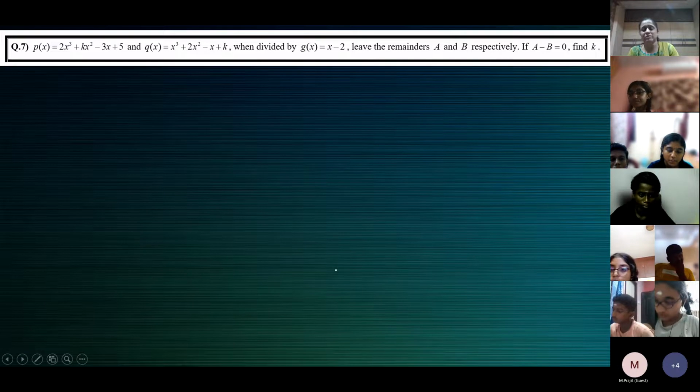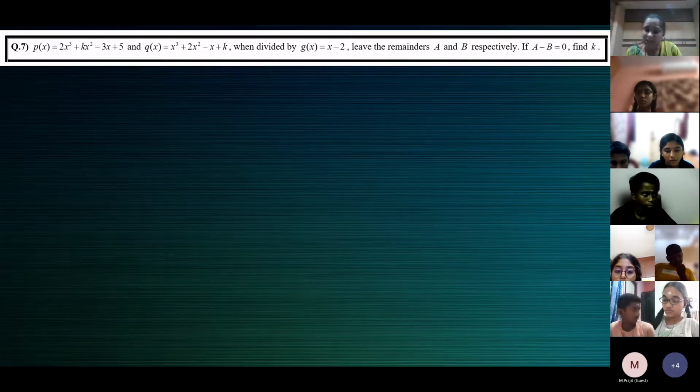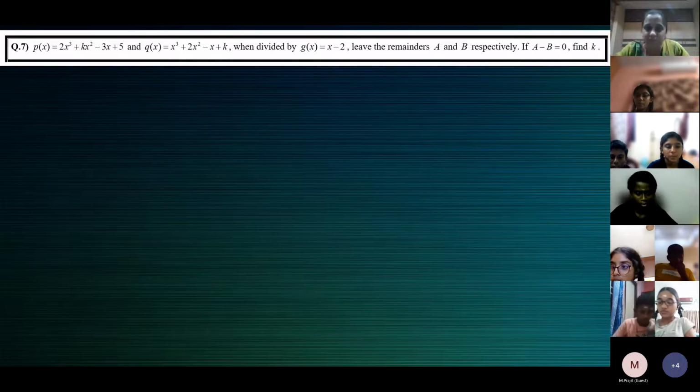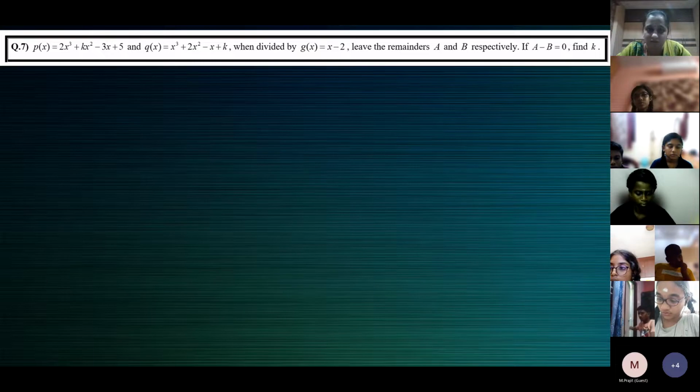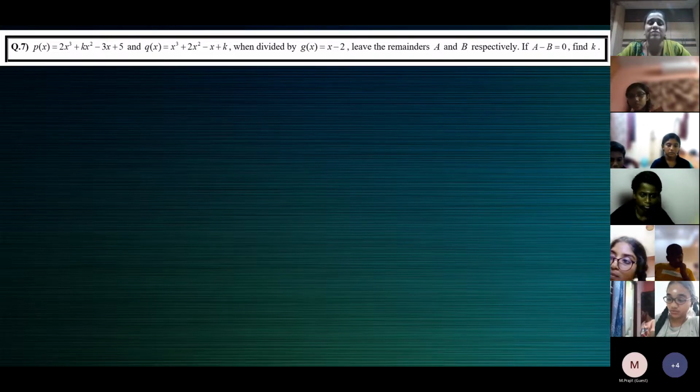Monomial, binomial, trinomial. All these are polynomials. A monomial is a polynomial. A binomial is a polynomial. A trinomial is also a polynomial. What is a polynomial? An algebraic expression in which the variables involved have non-negative integral powers. That means whole numbers as their powers.